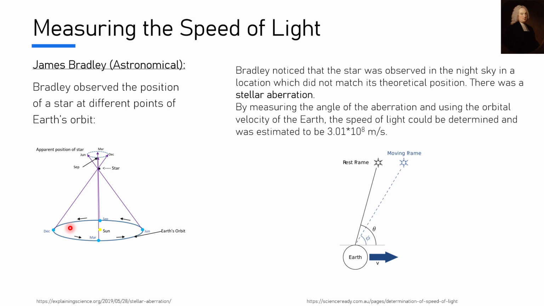When he was doing this work, what he noticed was that no matter what his math said for the position of the star at a particular time, the star was always lagging behind a little bit. And this lag in position can be attributed to the fact that light is traveling from the star to the observer, and that takes a period of time. Therefore, the light that we're seeing is actually from the past.